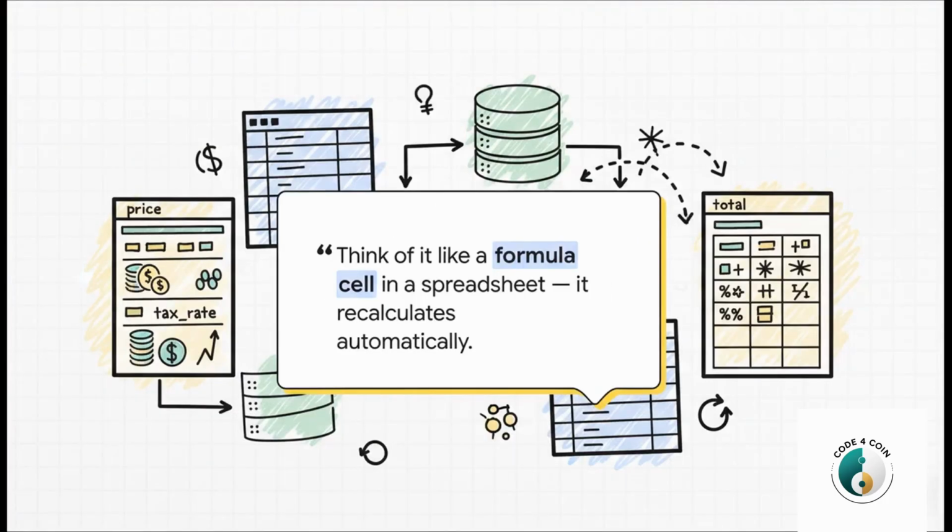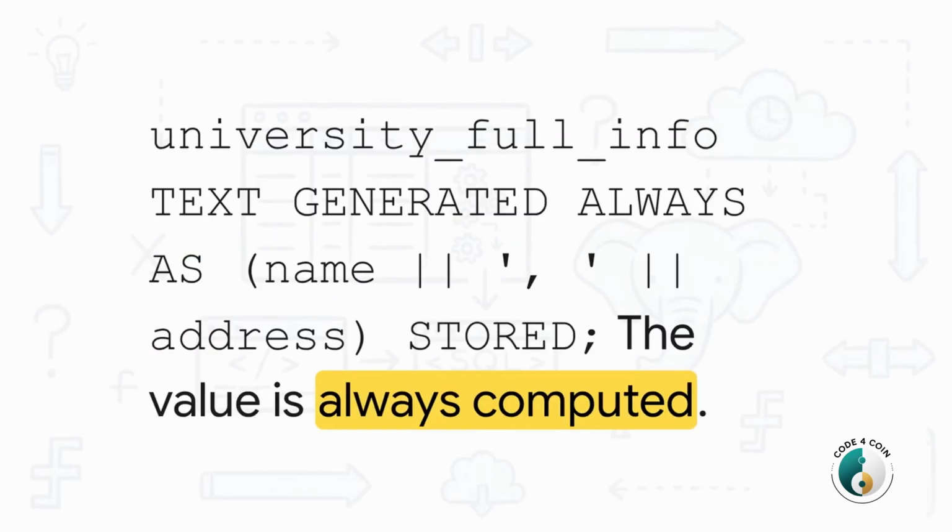And honestly, the best way to wrap your head around this is to think of a spreadsheet. You know how you have a number in cell A2, another in B2, and then in C2, you type a formula like equals A2 plus B2, and it just magically calculates the answer? A generated column is exactly that, but for your database table. It's a living formula. And the syntax is actually pretty easy to read.